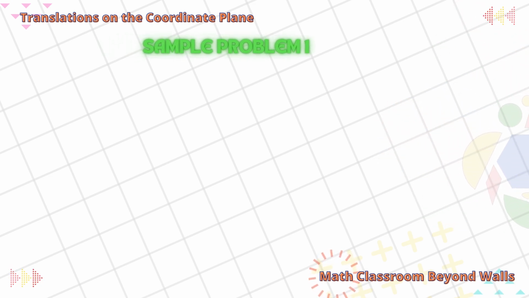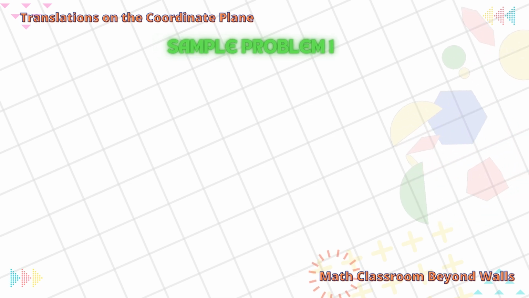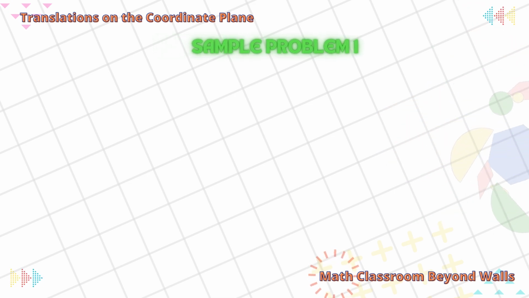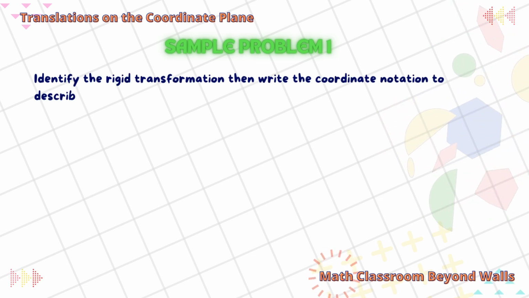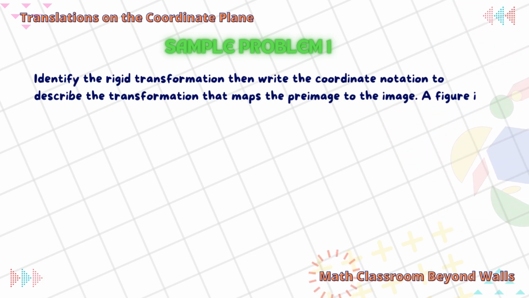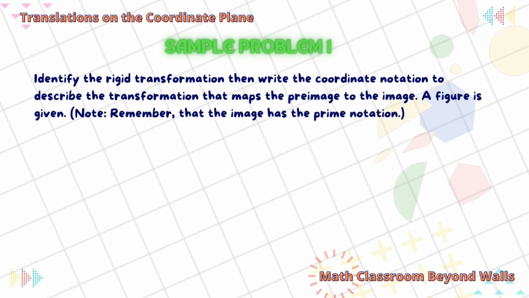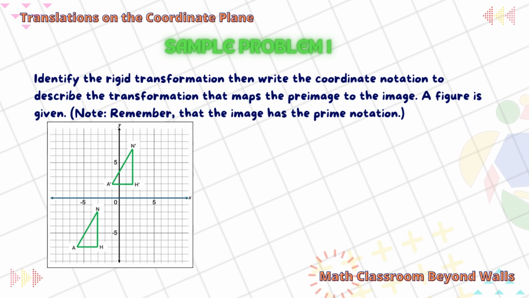Let us work on sample problem 1 to check our understanding of the concept we just learned. Here is the problem. Identify the rigid transformation, then write the coordinate notation to describe the transformation that maps the preimage to the image. A figure is given. Take note that the image has the prime notation in the illustration.